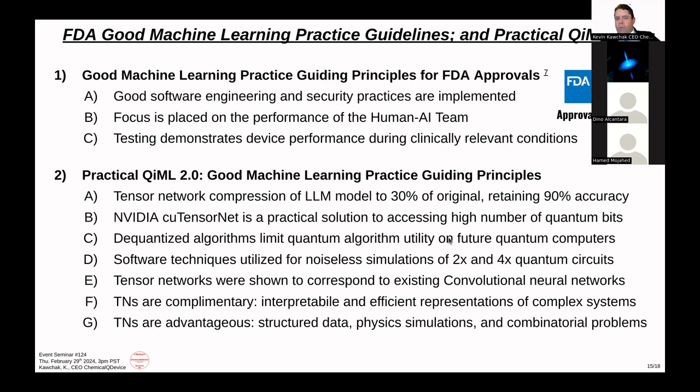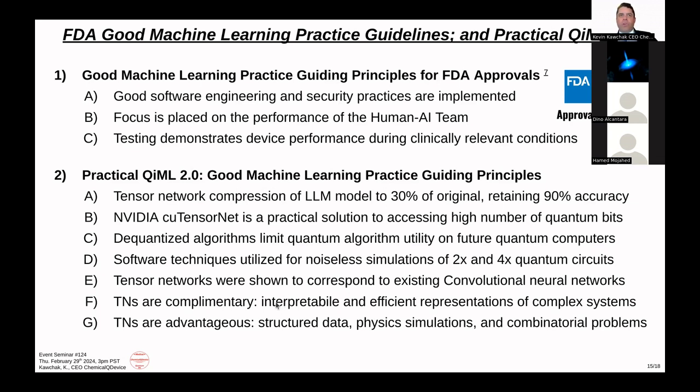Dequantized algorithms limit quantum algorithm utility on future quantum computers. Software techniques, like I said, the IBM and IonQ paper, they're doing this on noiseless simulations. It buys them some time for their own future hardware releases. And it kind of says that the Harvard QuEra paper is not nearly as good as what they thought, because we could do this noiselessly and 100 times faster, and we'll scale it up twice, and then double that again, or 4x from the original. And tensor networks were shown to correspond to existing convolutional networks. So there are similarities, and I think compatibility, obviously, in the future.